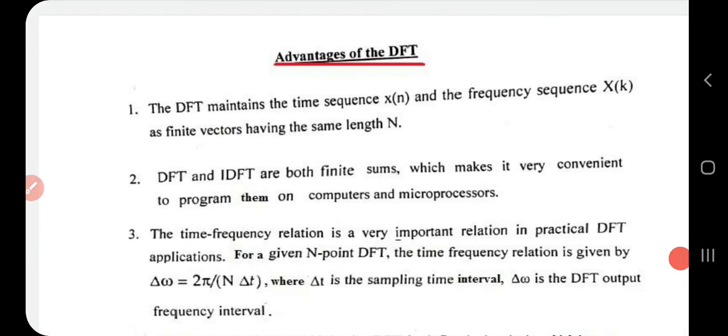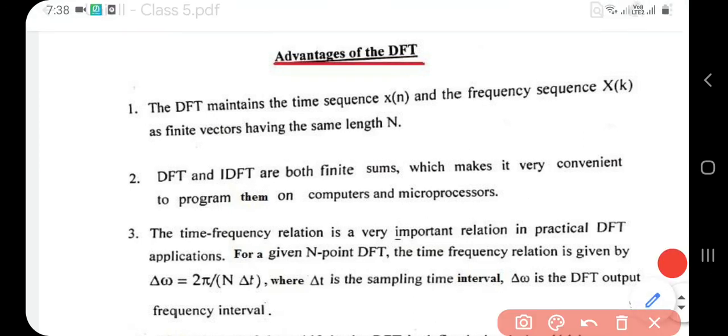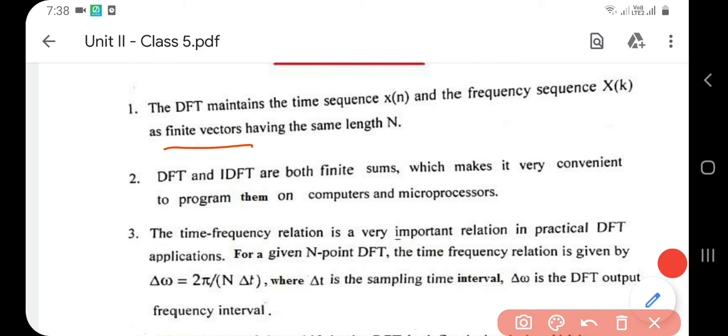Okay, next, the last one, is the advantages of DFT. So one thing is that it maintains the time sequence x of n and the frequency response X of k as finite vectors. They are considered as finite vectors. Then both this DFT and its inverse DFT are finite sums, so it will be very convenient to program them on computers and microprocessors.